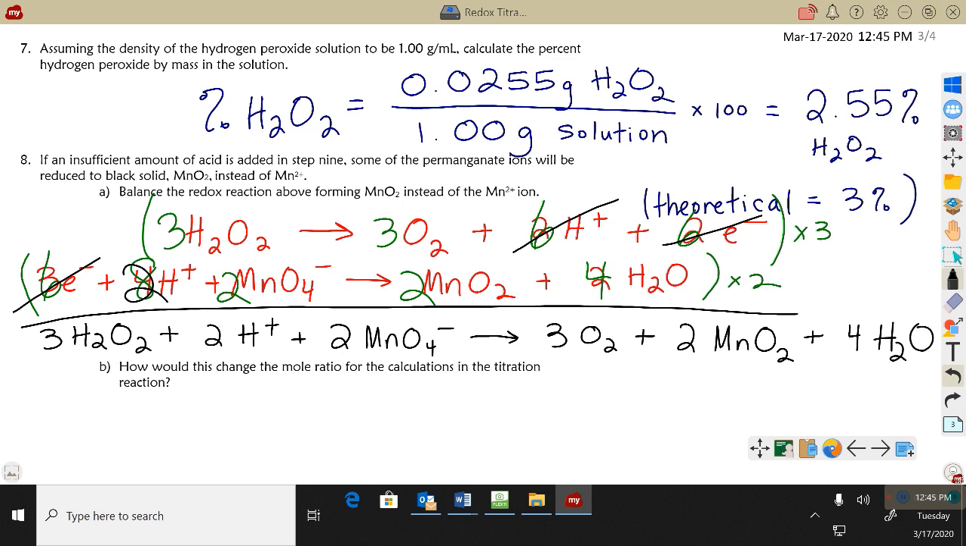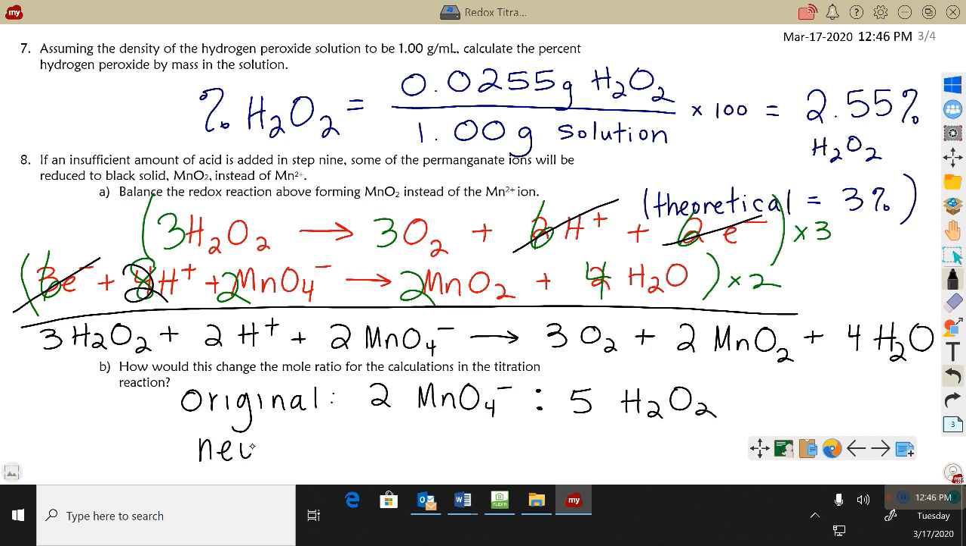Does it change the mole ratio? You bet. The original was 2 permanganate to 5 hydrogen peroxide. And now the new ratio, I've got 2 permanganate and 3 hydrogen peroxide, H2O2. Yes, it changed my ratio.